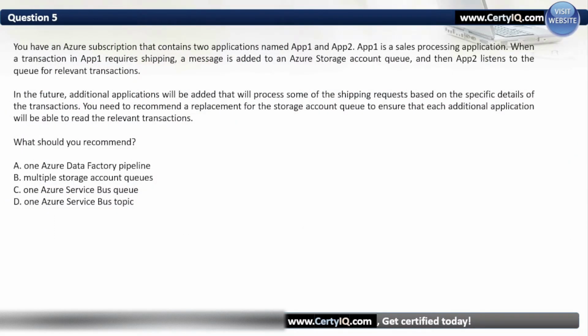Question 5. You have an Azure subscription that contains two applications named App1 and App2. App1 is a sales processing application. When a transaction in App1 requires shipping, a message is added to an Azure storage account queue, and then App2 listens to the queue for relevant transactions. In the future, additional applications will be added that will process some of the shipping requests based on the specific details of the transactions. You need to recommend a replacement for the storage account queue to ensure that each additional application will be able to read the relevant transactions. What should you recommend?